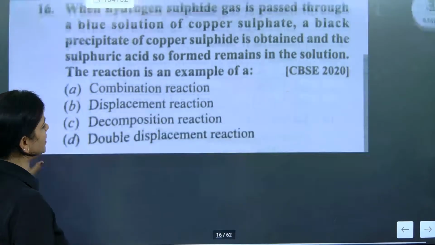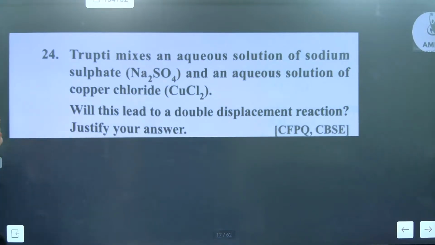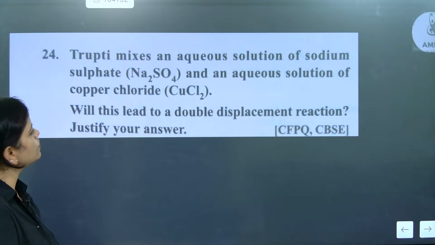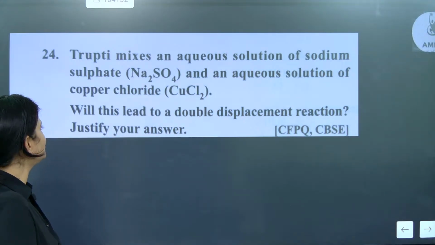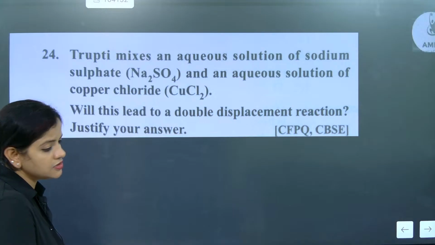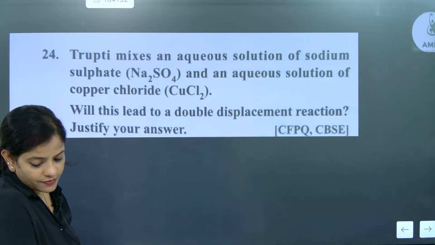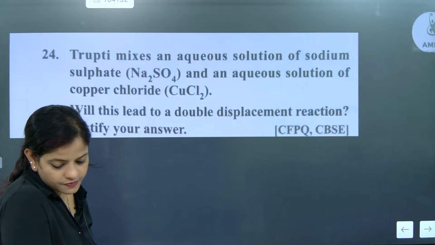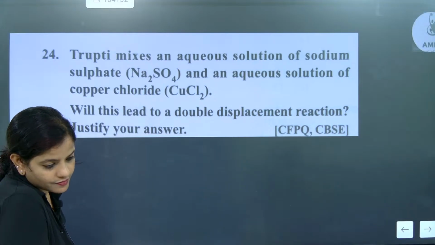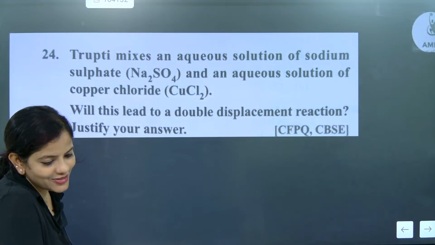We'll go for the next one. I will need many big things because we have already done this many times. Now this is a CBSE question. Tripty mixes an aqueous solution of sodium sulfate, Na2SO4, and an aqueous solution of copper chloride, CuCl2. Will this lead to a double displacement reaction? Justify your answer. Come on, go for it, please. This is a good question. Will there be any reaction? This is a super slot question. I want an answer for this.